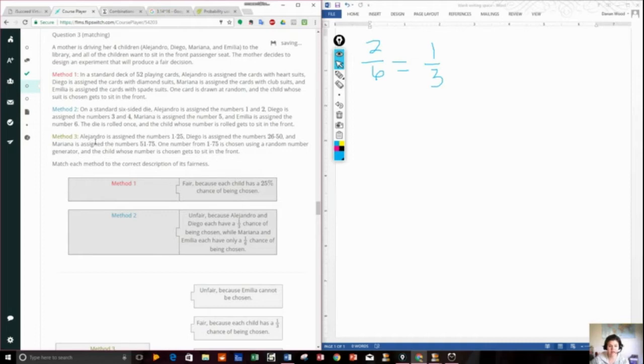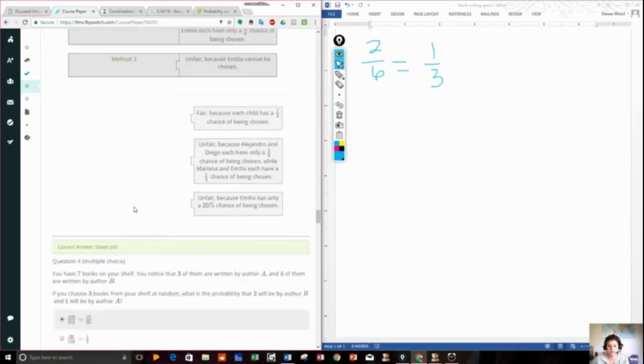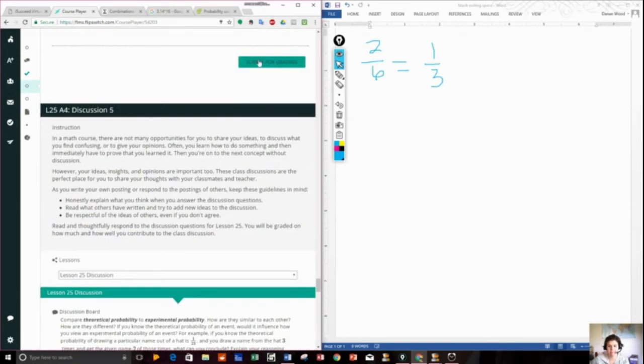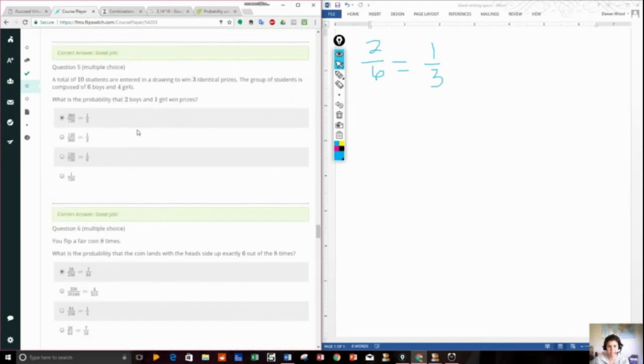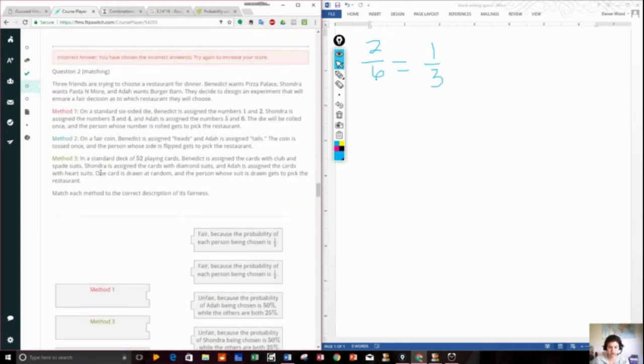Then method 3, Alejandro is assigned the numbers 1 through 25, Diego is assigned the numbers 26 through 50, and Mariana is assigned the numbers 51 to 75. One number, okay, pause. Where is Emilia? So that's unfair because she doesn't have a choice. So let's select those. Great job. Okay, question 2.